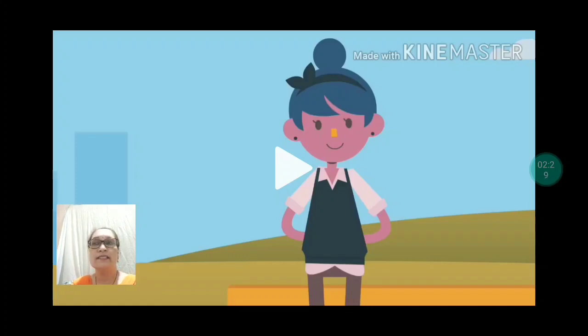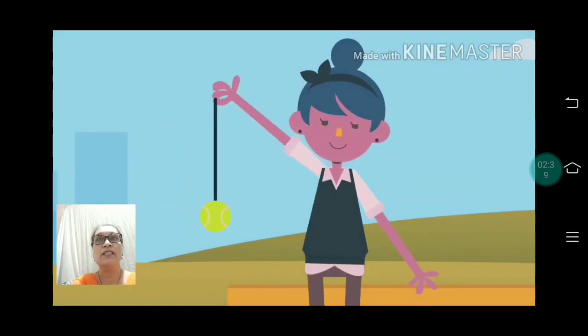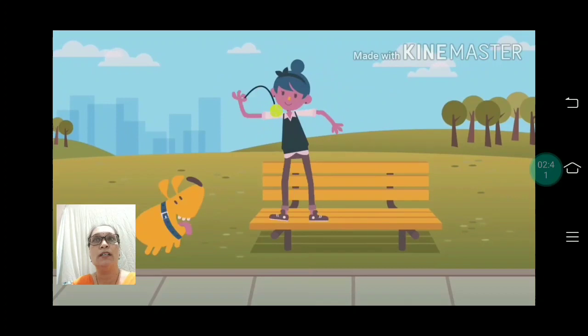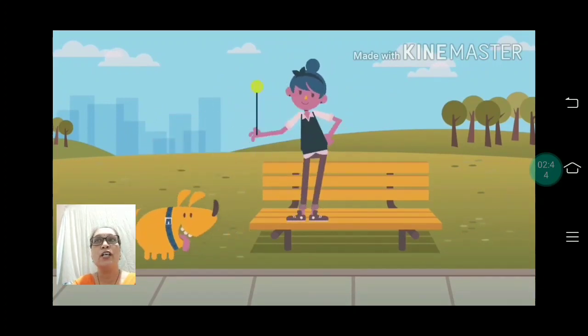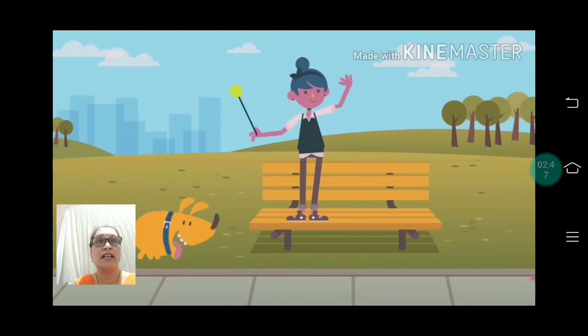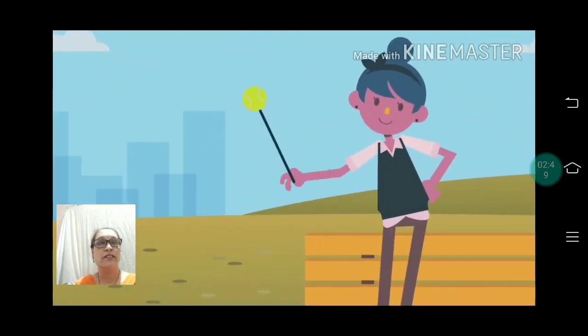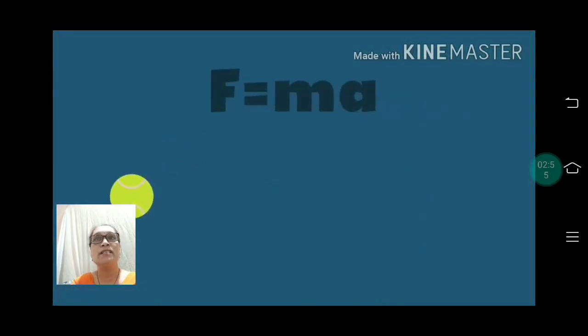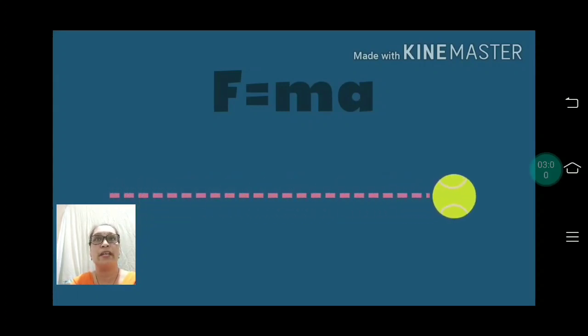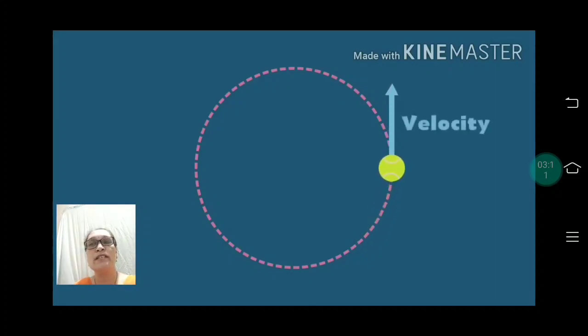Now, let's see this clip. Imagine that you have a tennis ball attached to a string and you start swinging it in a circle. You must have heard about Newton's second law of motion, that is F is equal to ma, which is related to an object moving in a straight line. It also tells about the force on an object as it moves in a circle.